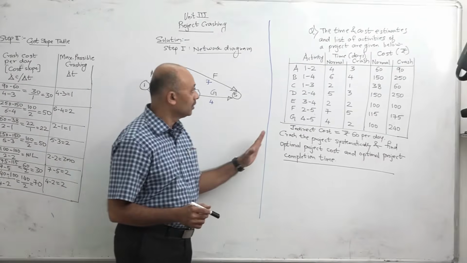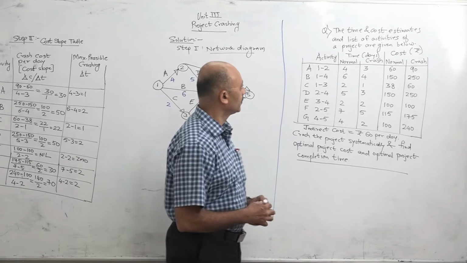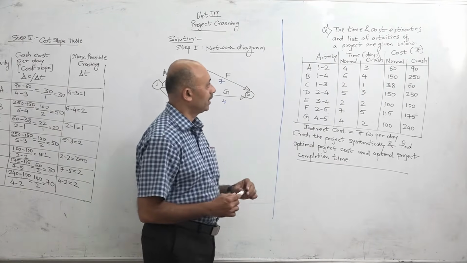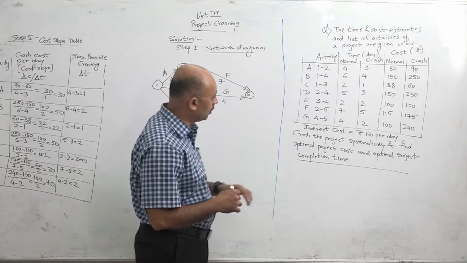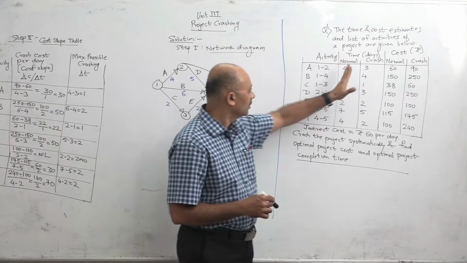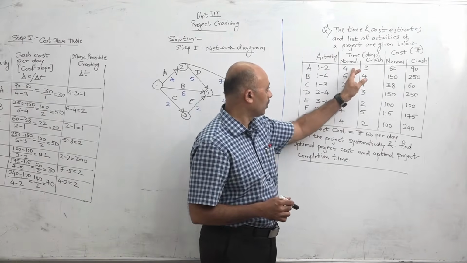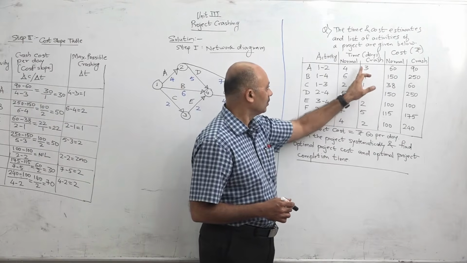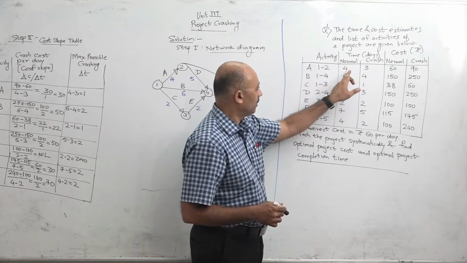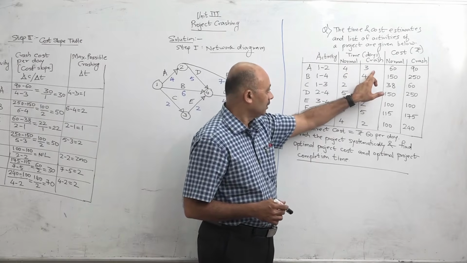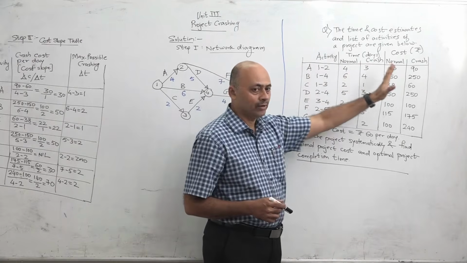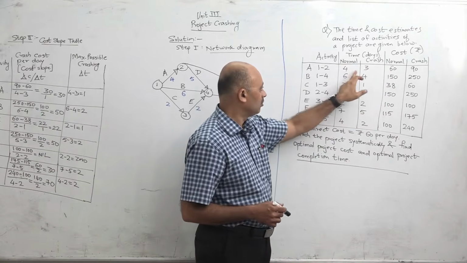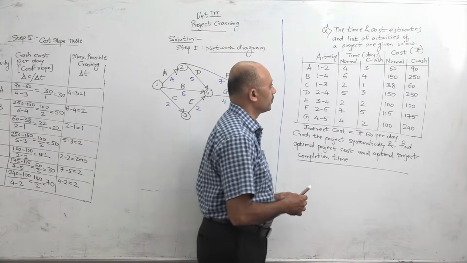Okay, so now this is the question given for project crashing. The time and cost estimates and list of activities of a project are given below. This is a list of activities. This is the time given in days, normal time and crash time. So this is the normal time of activity. Crash time means, for example, for A, normal time is 4 days, crash time is 3. It means from 4 days we can reduce it to 3 days. It means by 1 day we can reduce the activity.